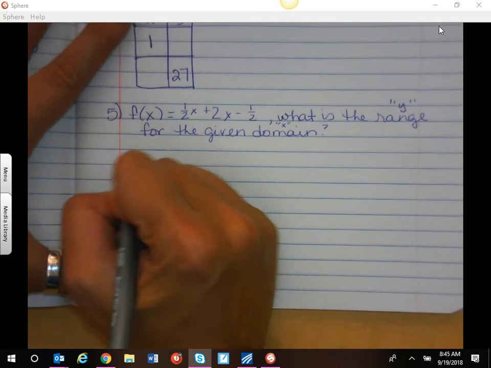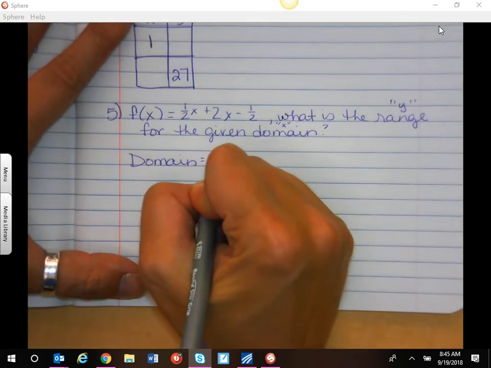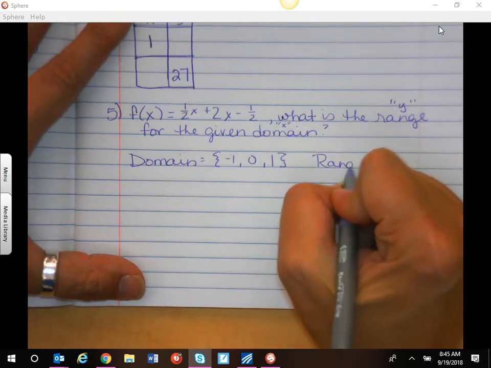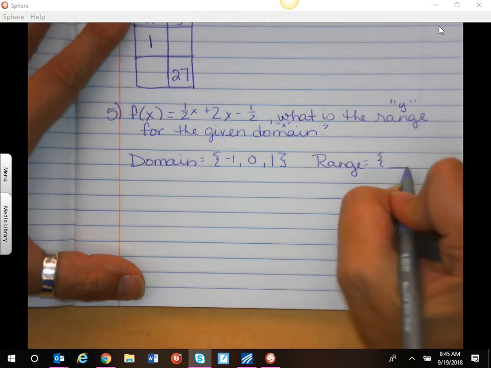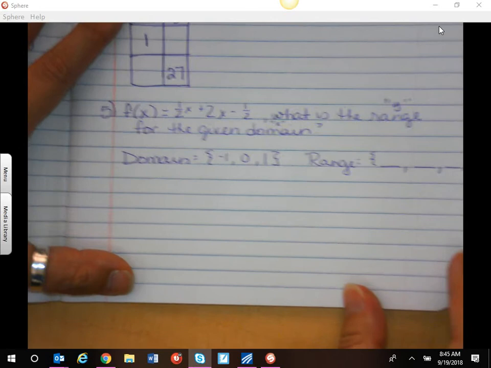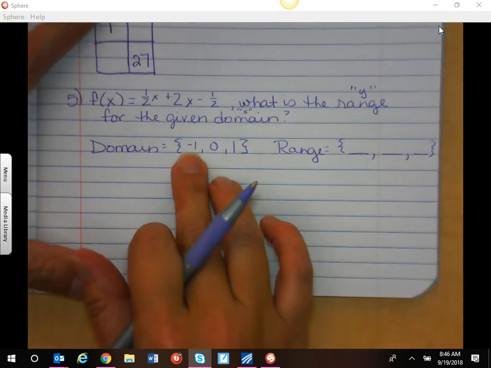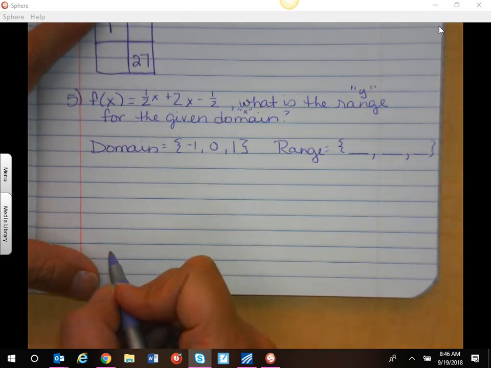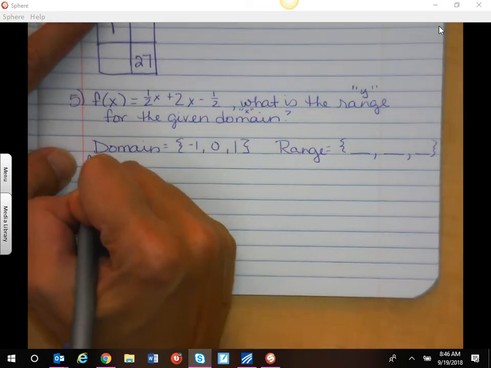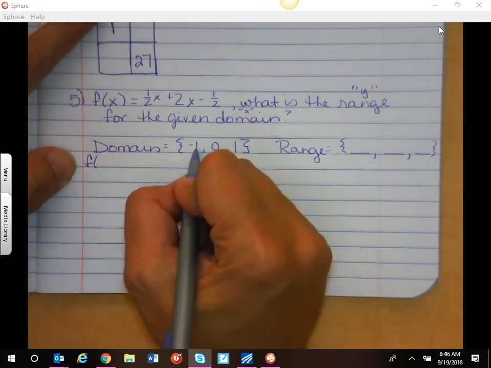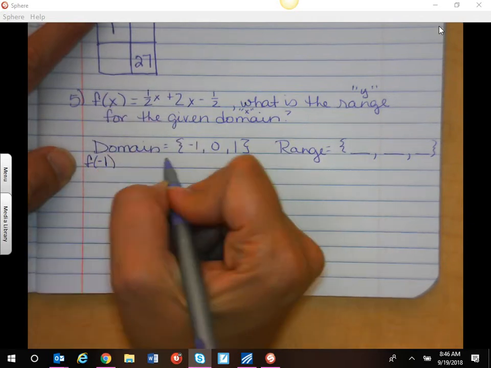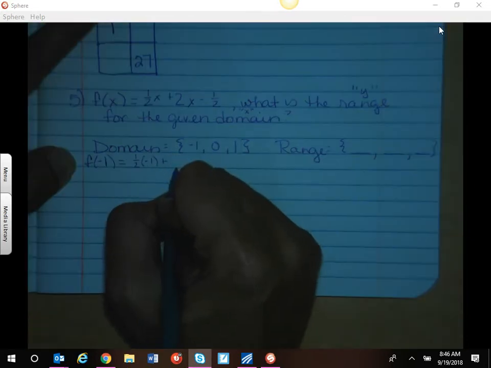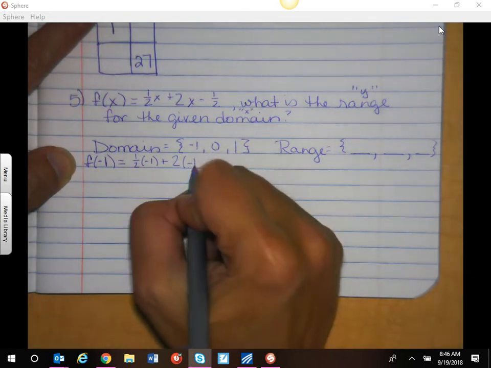So if I gave you domain equals the set of -1, 0, and 1, I want to know what are the range values that go with it. So I'm giving you essentially 3 different x values. So you need to solve this 3 times. So for the first one, I can even put the -1 in place of x, so I know I'm doing that one, equals 1/2 times -1 plus 2 times -1 minus 1/2.